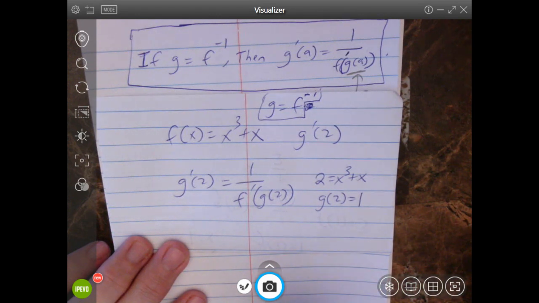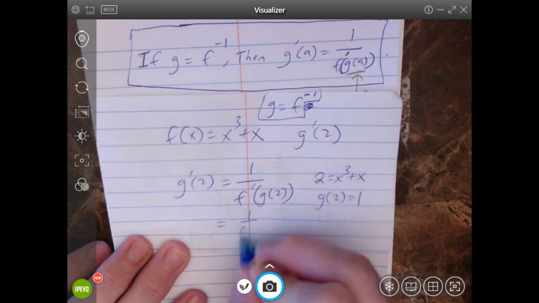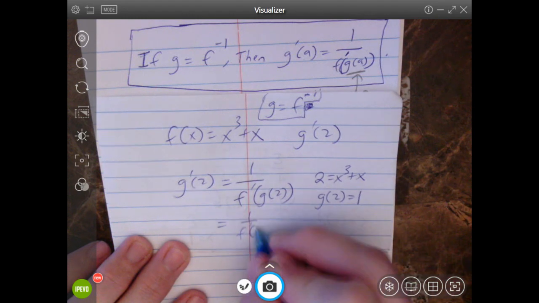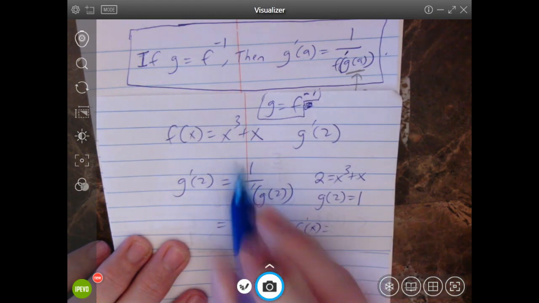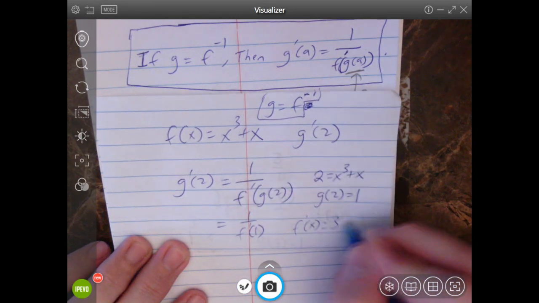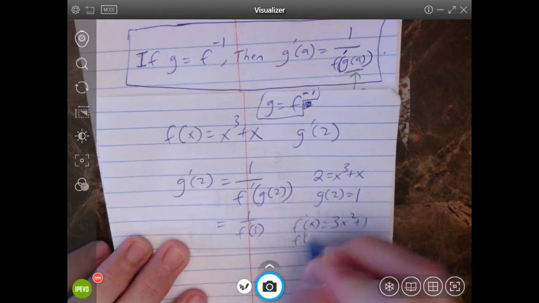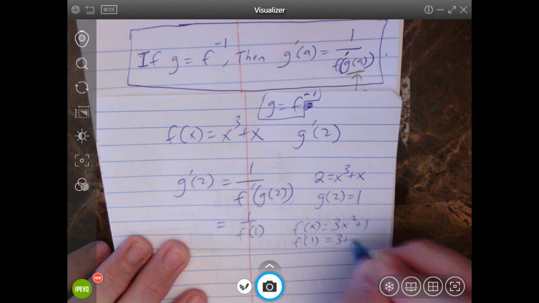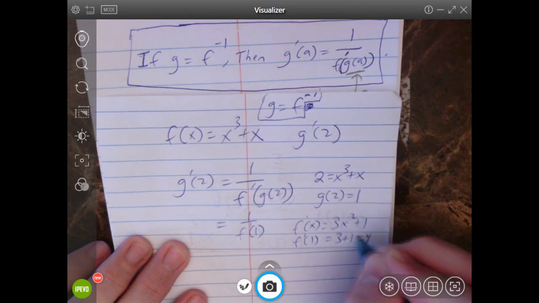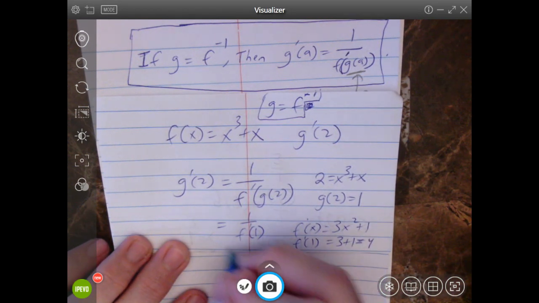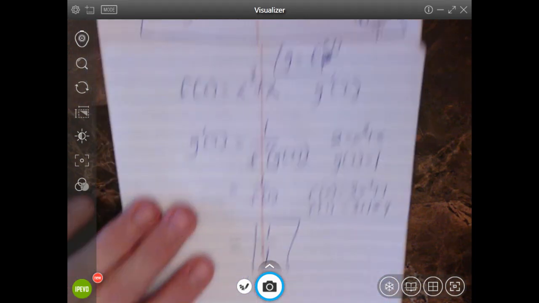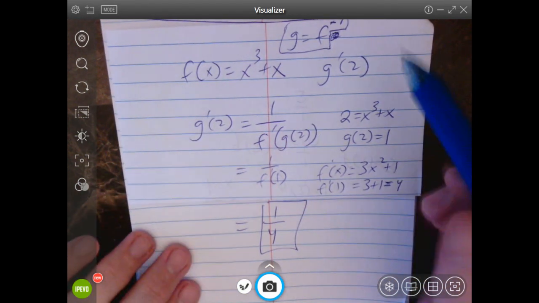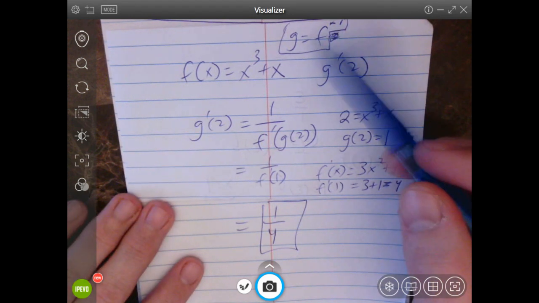So now we know g of 2. So this becomes 1 over f prime of 1. F prime of x is going to be 3x squared plus 1. So then f prime of 1 is going to be 3 plus 1, which is 4. So then our final answer is going to be 1 over 4. And that is the derivative of the inverse of f evaluated at 2.